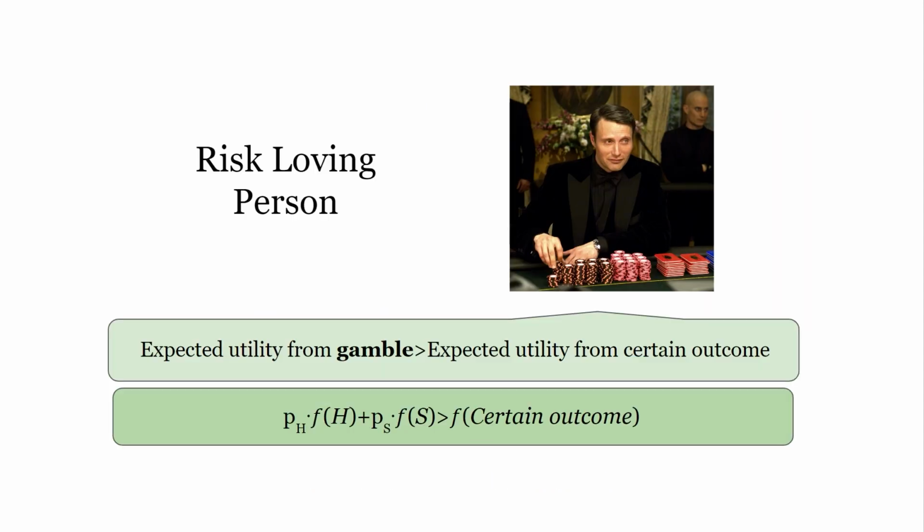Now, we saw before that facing the same amount of expected wealth, a risk-loving person takes a risk. Why does he take the risk? Now we have an answer. His expected utility from the gamble is greater than expected utility from his certain outcome.